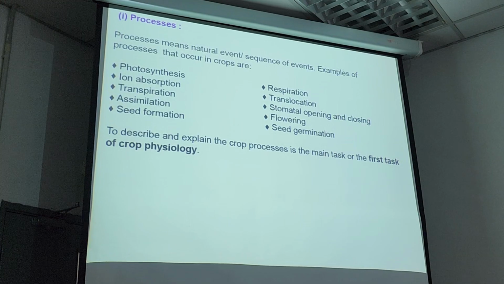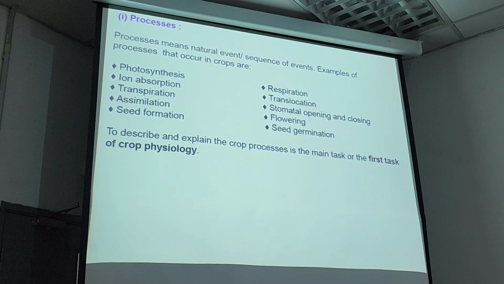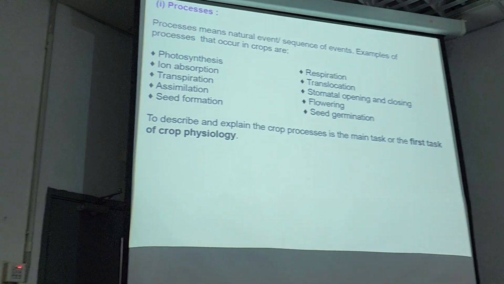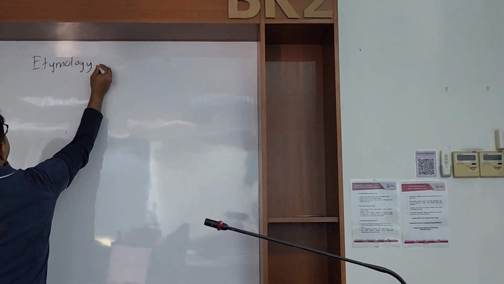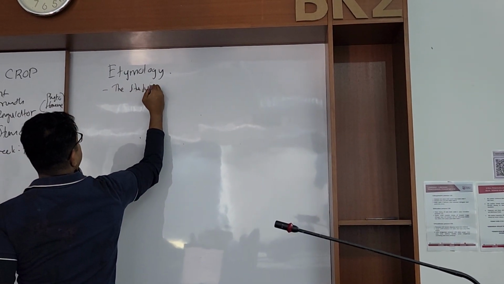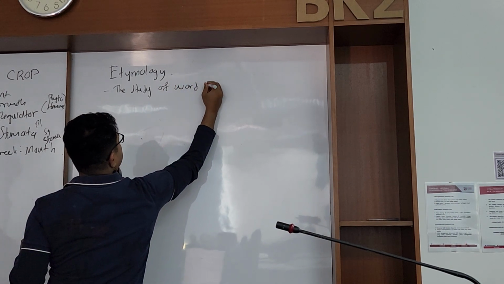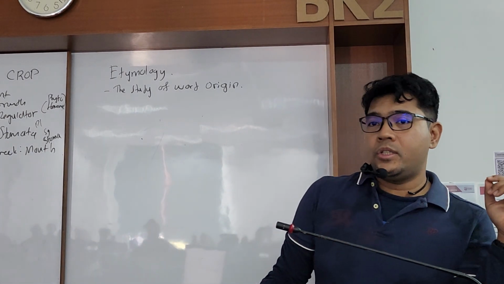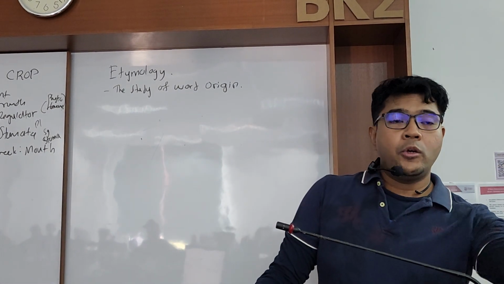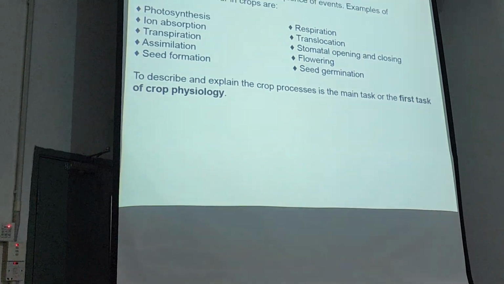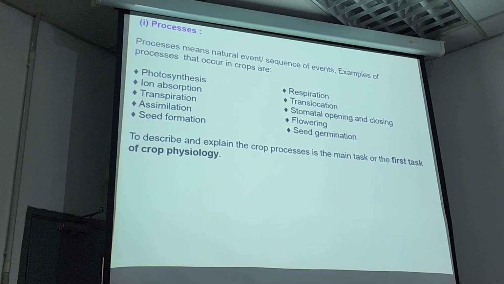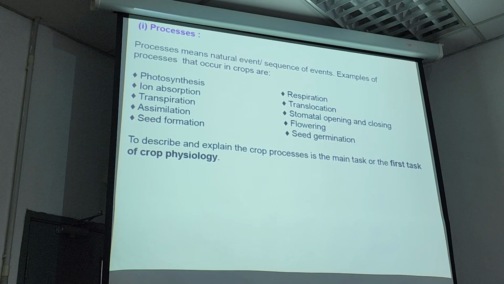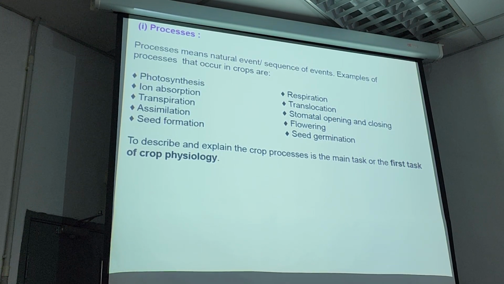The one good thing about science is you also learn about the etymology. You know etymology? Etymology is the study of word origin. For example, biology, from two words, bios and logos. Logos is the study of. Bio means life, living. So biology is actually the study of living things. This is what etymology is all about.